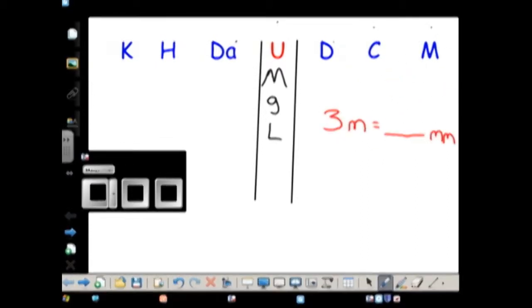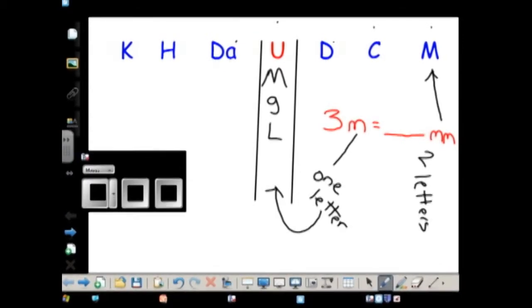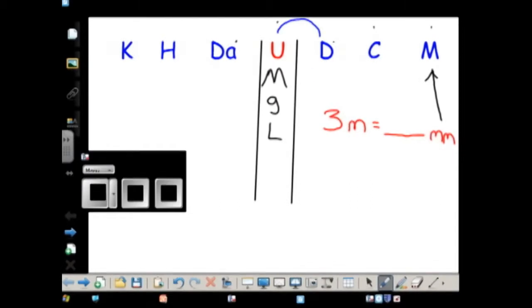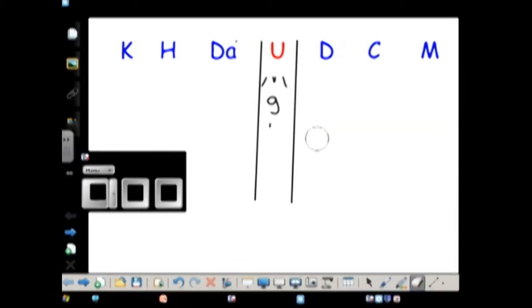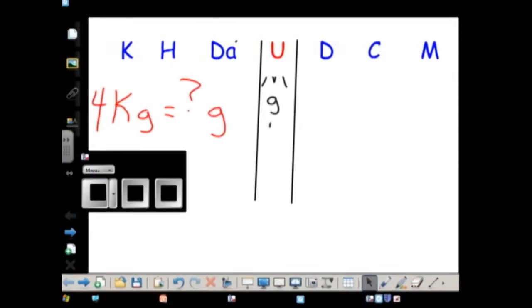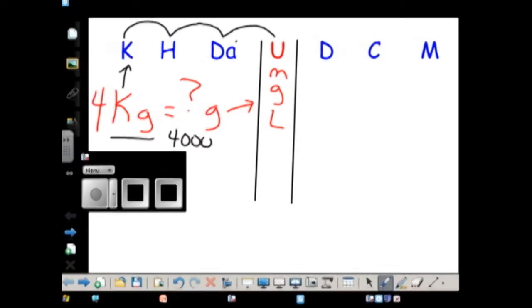So if we write something like 3 meters equals how many millimeters, that's 1 letter. You use the units. Millimeters is going to be the last unit. So we move 3 spots, so that's going to be 3,000. 3 meters equal 3,000 millimeters. It's easy. 4 kg, 4 kilograms to how many grams? You move from the K to the units place.